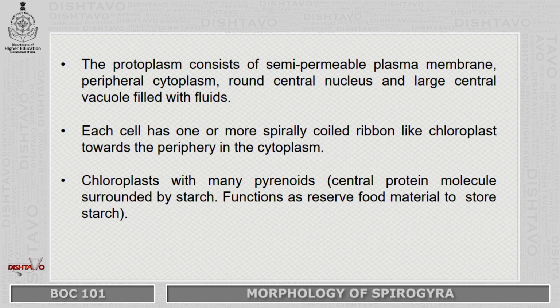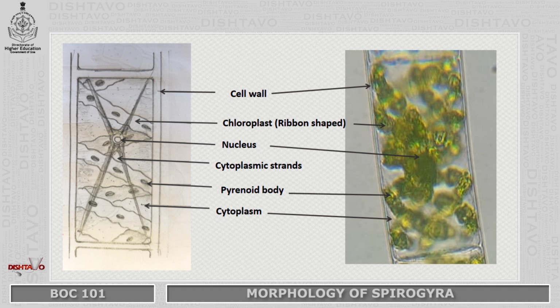Chloroplasts are with many pyrenoids. The pyrenoids are bodies which have a protein molecule which lies in the center surrounded by starch. As it has got proteins as well as the starch material, obviously it is the reserve food material of this alga. Here you can see 2 pictures, one which is showing you the diagrammatic representation of a single cell, and the other one is actually how it looks under the microscope.